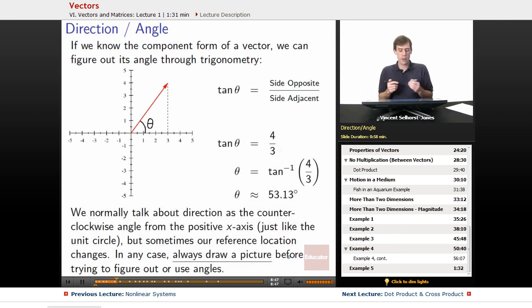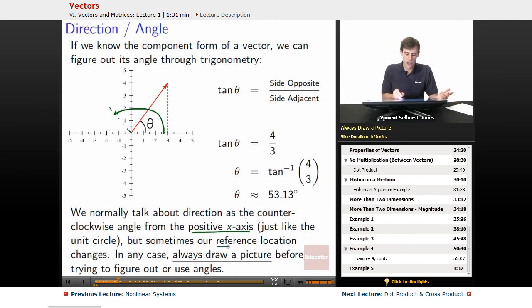Now, we normally talk about direction as the counterclockwise angle from the positive x-axis. It's a little bit confusing, but it just means we start at the positive x-axis, and then we keep turning counterclockwise until we get to whatever we're trying to measure out to, at which point we stop, and that's the measure of the angle. It's just like we did with the unit circle, right? We started at the positive x-axis, and then we kept spinning until we got to whatever angle we were trying to get to. That's what we normally wind up using.